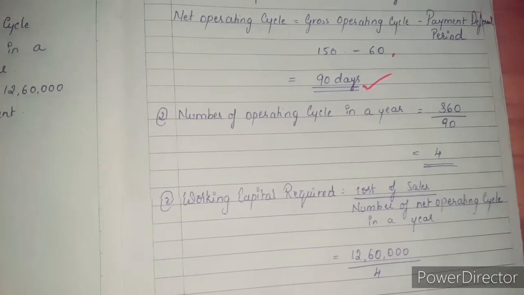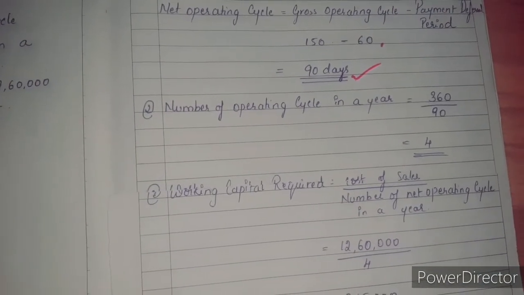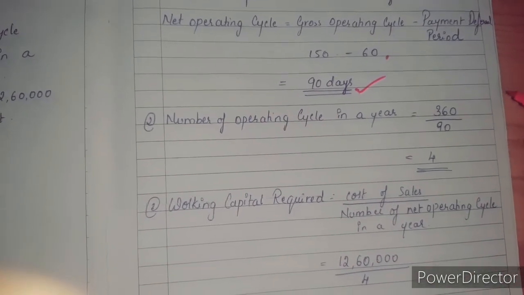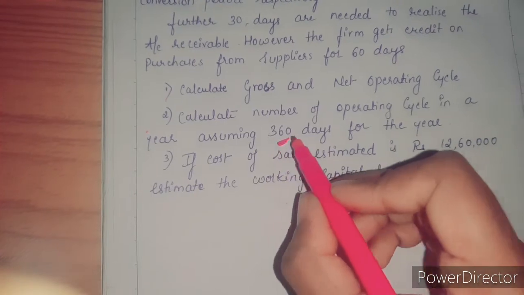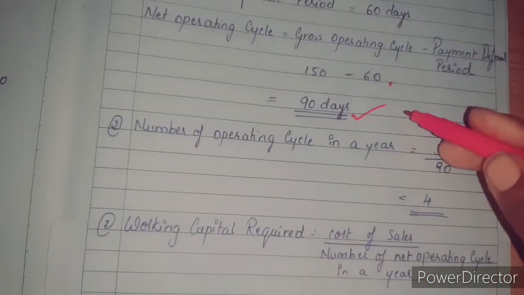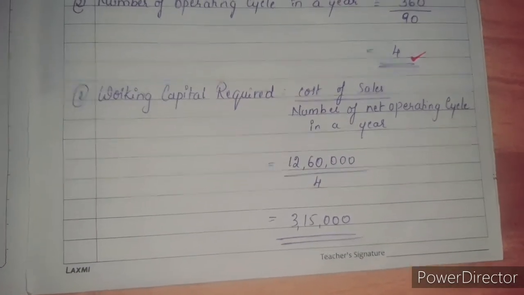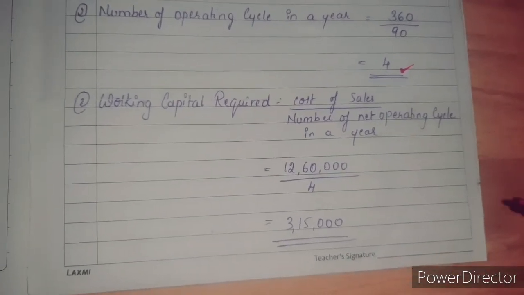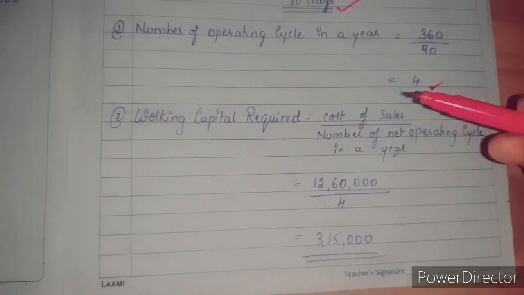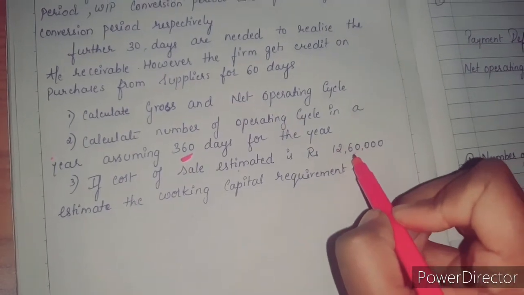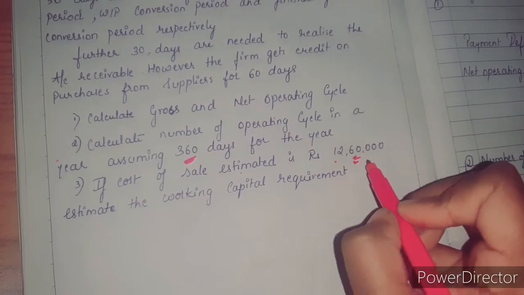Next, second step. In the second step, we have to find number of operating cycles in a year. Number of days is 365, but here they have said to assume 360 days. So 360 divided by number of net operating cycle days, that is 90. We get 4. So working capital requirement is calculated on cost of sales. Here the cost of sales is given, that is 12,60,000.